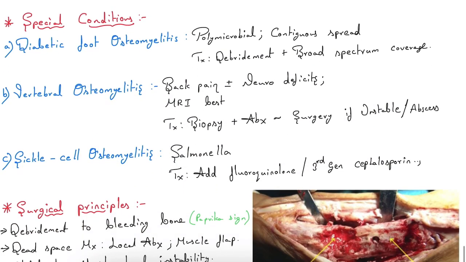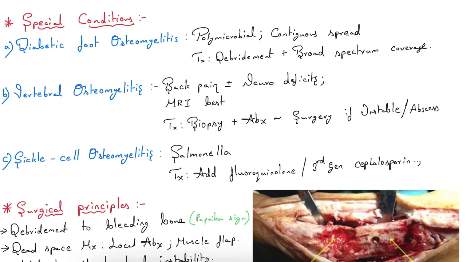And we have some special conditions, like diabetic foot. If there is diabetic foot osteomyelitis, which is because of polymicrobial or contiguous spread, we can do treatment like debridement. Debridement means the necrotic tissue, the dead tissue, we scrape and remove. That is what we call debridement, and we have to start broad spectrum coverage also.